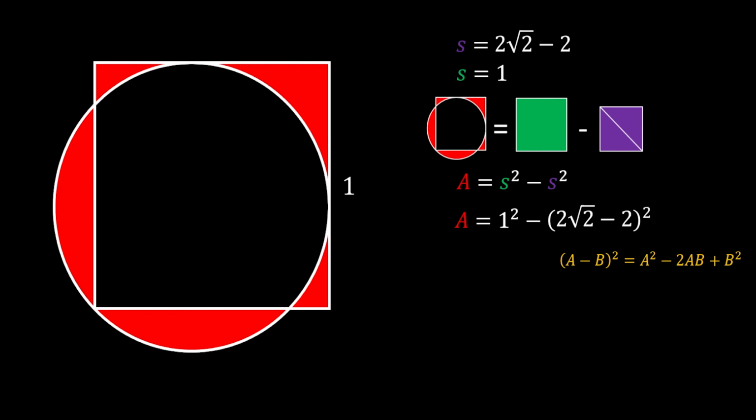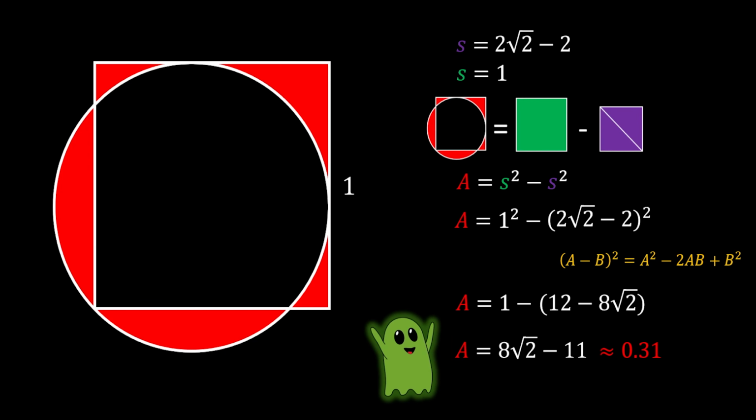If we apply this formula on our second term, we will get that the red area is equal to 1 minus the quantity of 8 minus 8 square root of 2 plus 4. We can simplify things underneath the brackets and we will get the following. Now, if we lose the brackets, we will get the final result that our red area is equal to 8 square root of 2 minus 11. Of course, if you want to, you can approximate this result to 0.31 squared units. And this is our solution.